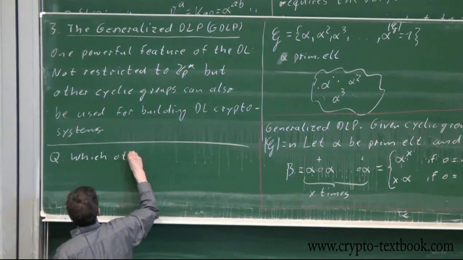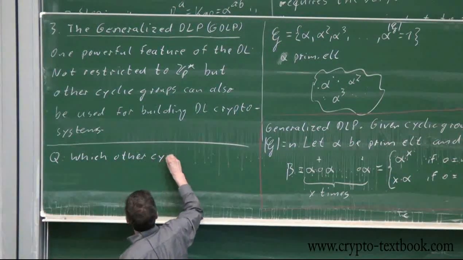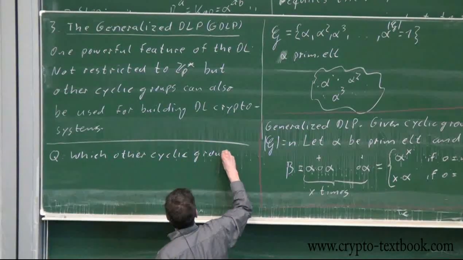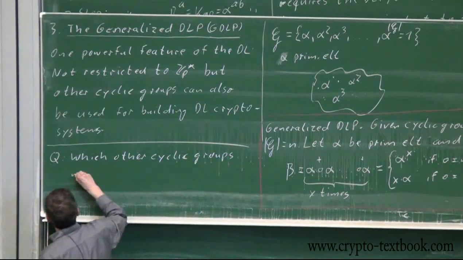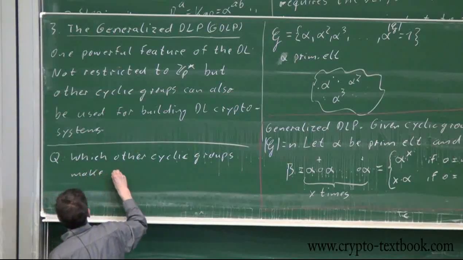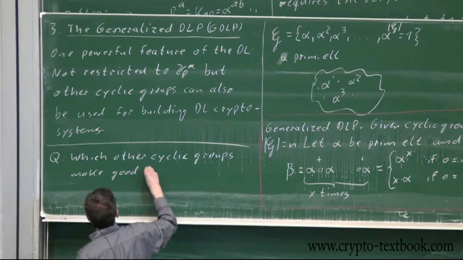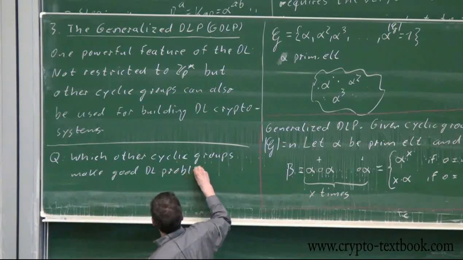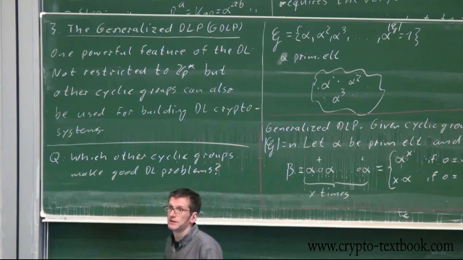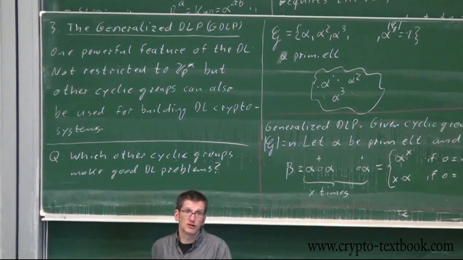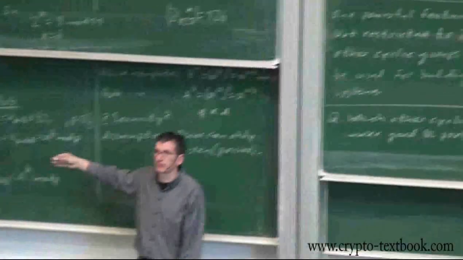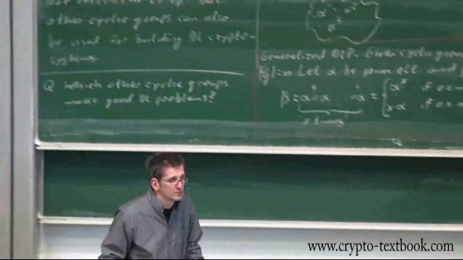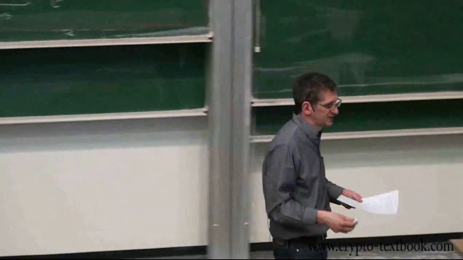Which other cyclic groups make good DLP problems? And again, as soon as we have a discrete logarithm problem, you can apply the same protocol. You can do Diffie-Hellman, but then maybe not do integer arithmetic. Maybe do something very, very different.